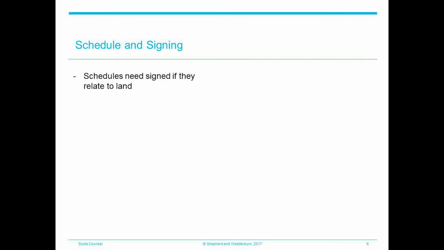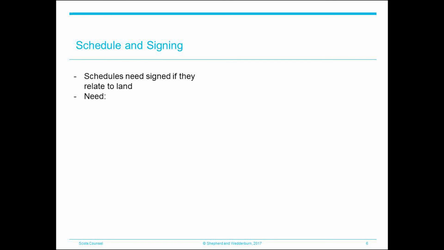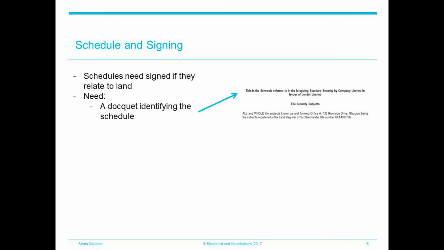Okay, turning to schedules. If the document has a schedule, and the schedules relate to land in Scotland, the schedule has to be signed as well, even if the schedule only contains a postal address description of a property in Scotland. A docket needs to be added at the top of the first page of the schedule, identifying it as the schedule to the document that you've just signed.